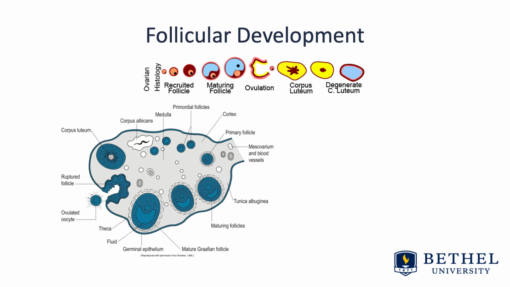So where are these oocytes coming from before they reach the point of being primordial follicles? Well, a female fetus at 20 weeks gestation has all her oocytes, about 10 million.